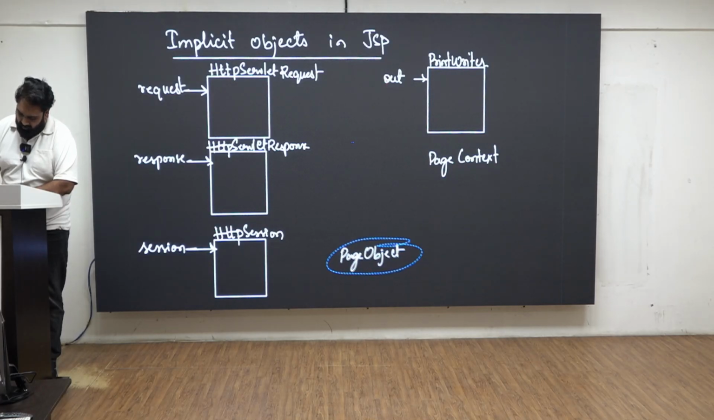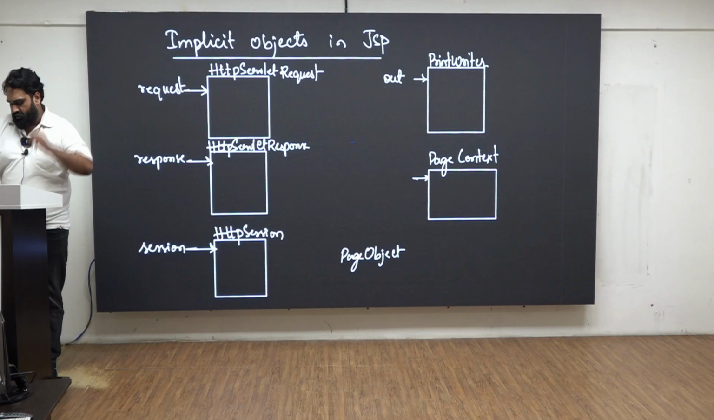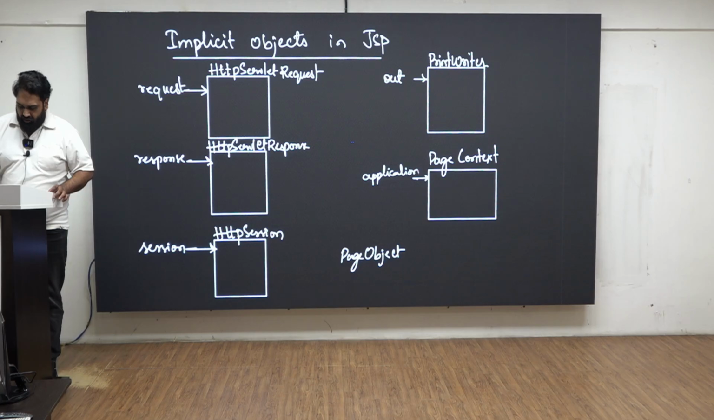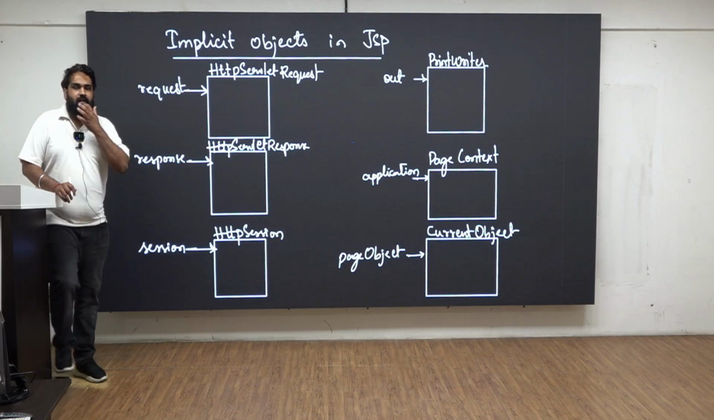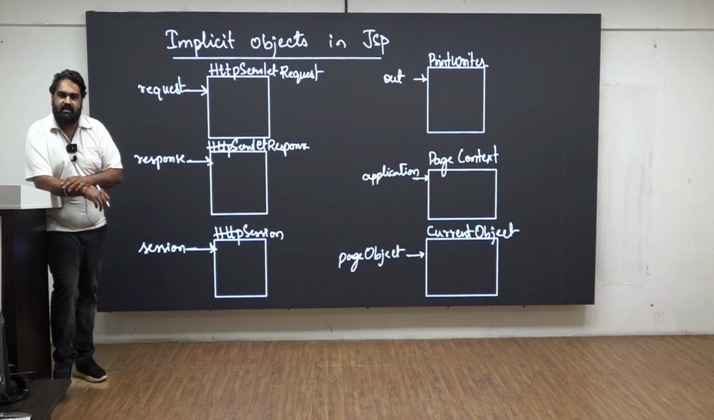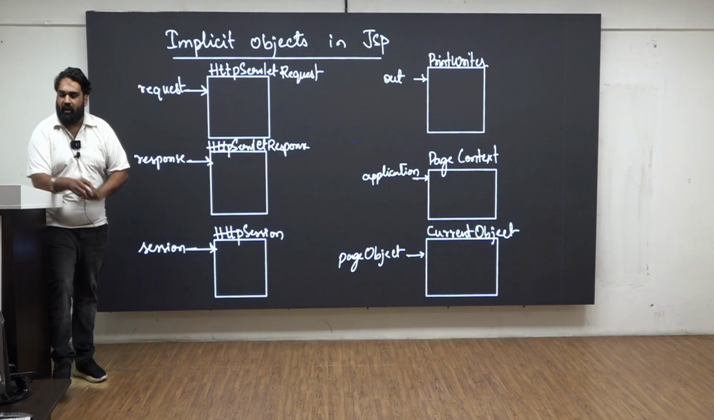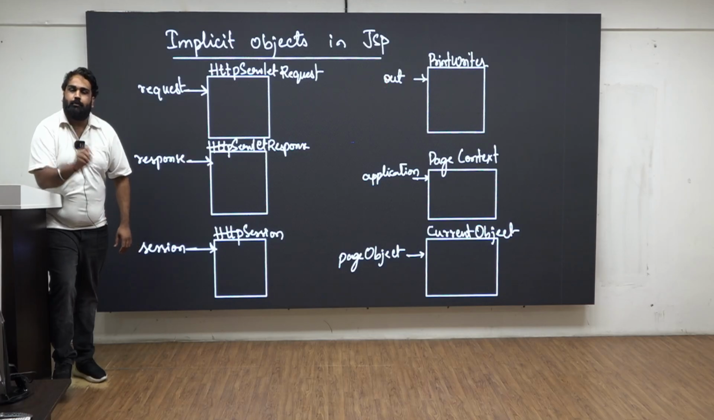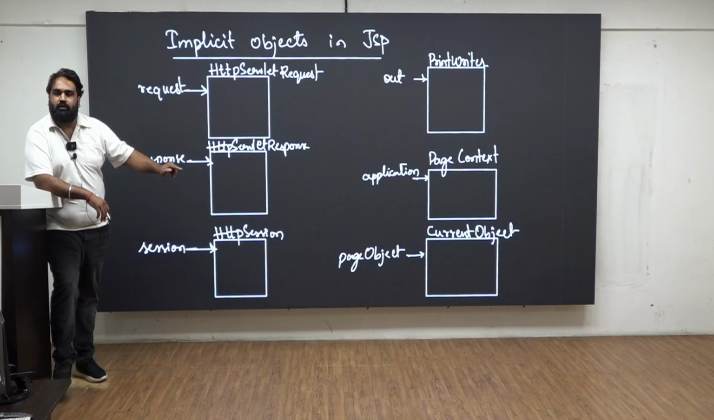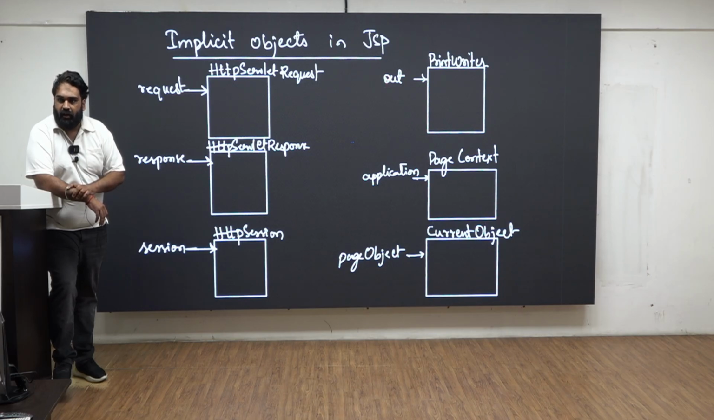So what is this page object? I will tell you. Page context is one class. For this page context class, there is a reference called the application. Then page object is a reference. For which is it a reference, if you ask me? It is a reference for the current object. See, in Java you would use a reference called this. You remember? Why are you using this? Sir, it is referring to the current object. In the same way, page object will refer to the current object in your JSP. I hope you are able to understand this.